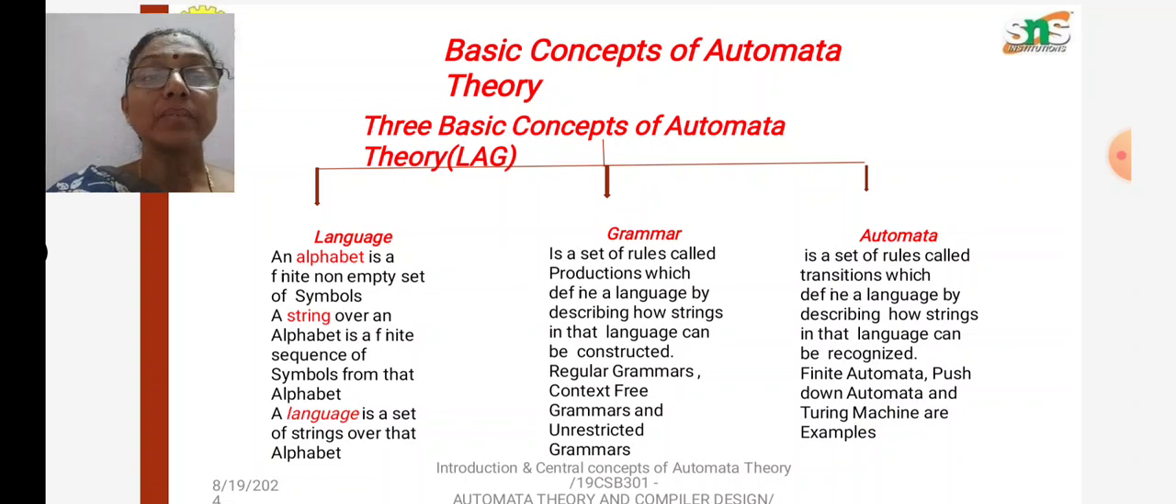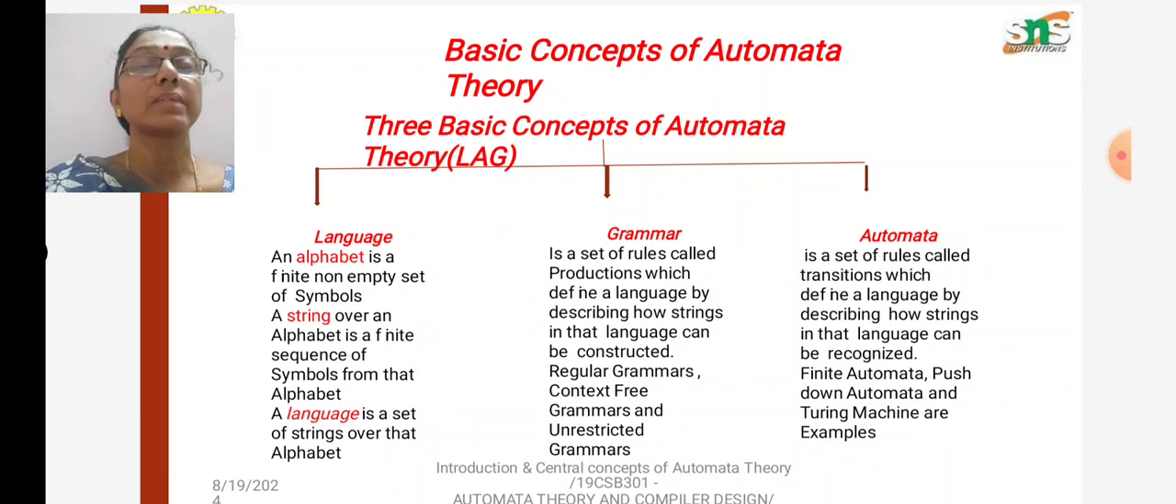So what is a language? Before going into the language, we should know what an alphabet and a string are. An alphabet is a finite non-empty set of symbols, and a string over an alphabet is a finite sequence of symbols from that alphabet. A language is a set of strings over that alphabet. So this is about the language.